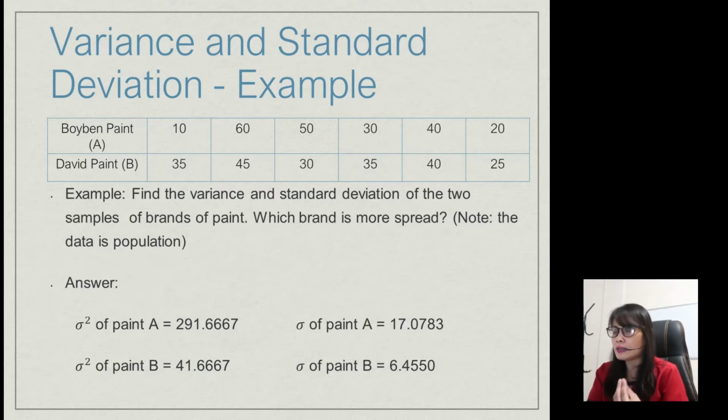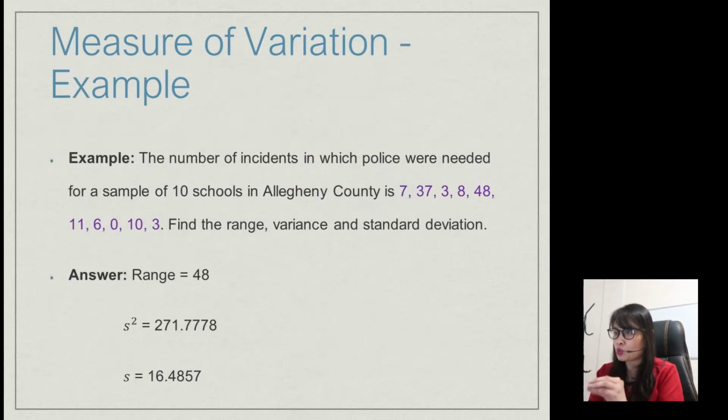Next, the number of incidents in which police were needed for a sample of 10 schools. The word sample, meaning this problem deals with what? Is it a population problem or a sample problem? Sample problem. Why? Because of the words sample of 10 schools. So these are the given data that we have: 7, 37, 3, 8, 48, 11, 6, 0, 10, 3. Find the range, variance, and standard deviation.